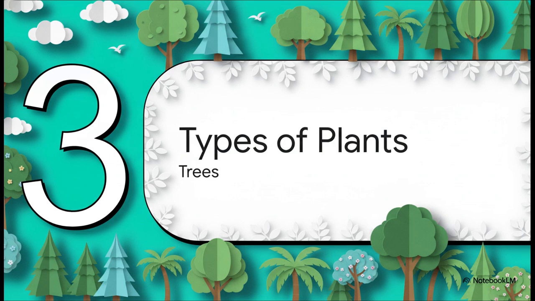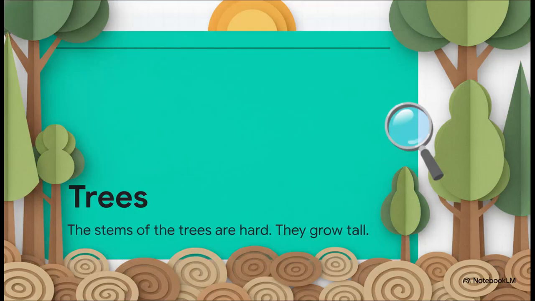All right, Section 3. Types of plants. Trees. Now, what's really interesting here is the massive jump in structural scale. Trees are literally the giants of the plant world. They're defined as tall, remarkably strong plants supported by thick, hard trunks. And it's exactly this robust physical infrastructure that allows them to live for many, many years.